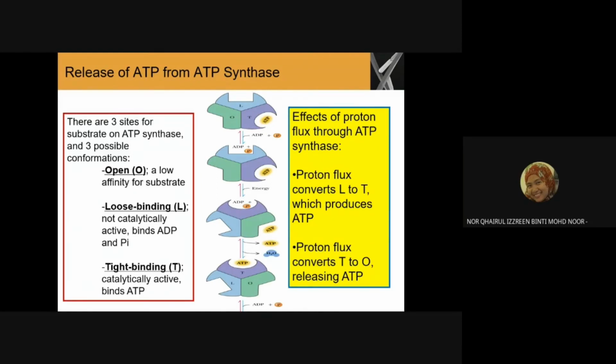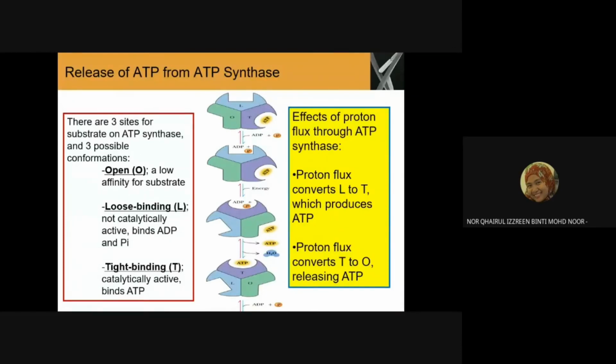So when you look at the T site, what happened to it? In the first figure, the T site has ATP bound. Second figure, ADP binds to the L site. Third figure, what happened to the ATP? ATP changed to the O site. The T site becomes the O site, so ATP can be released.